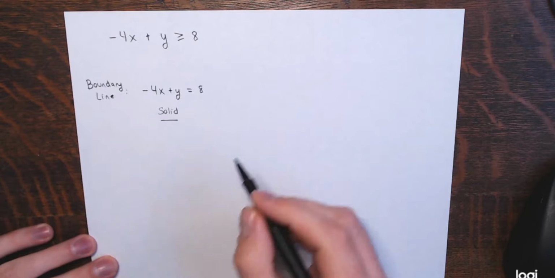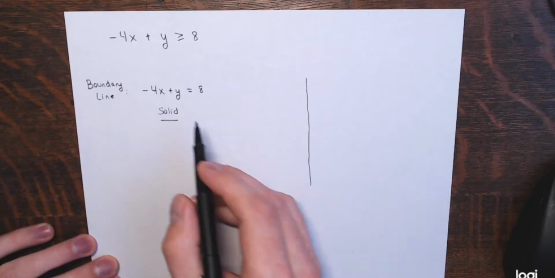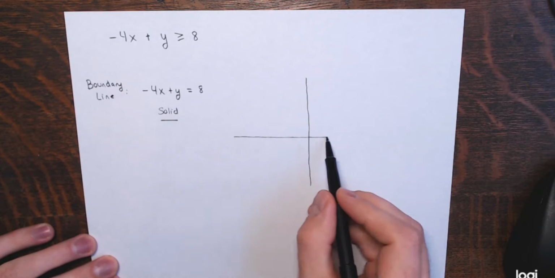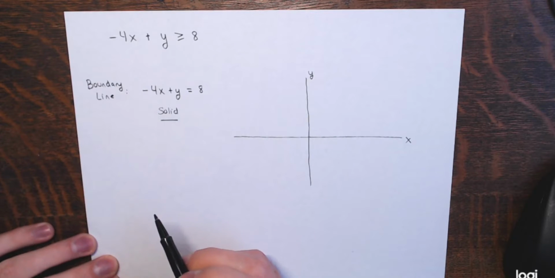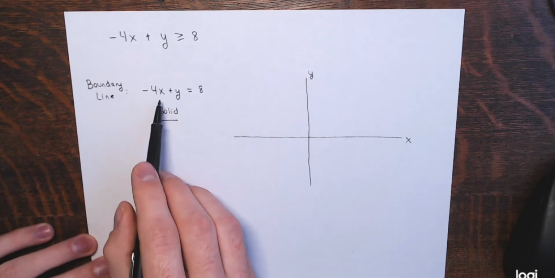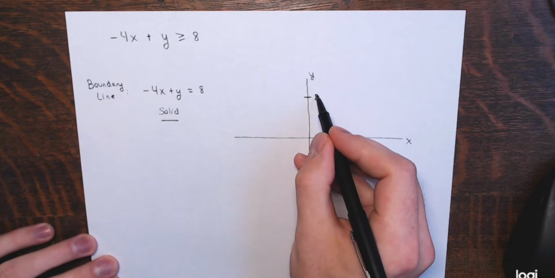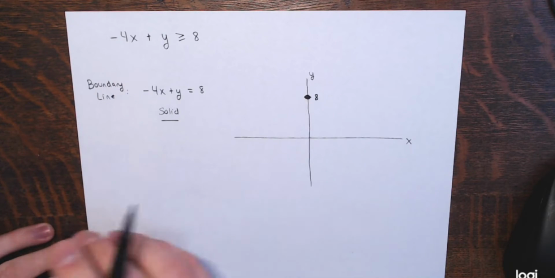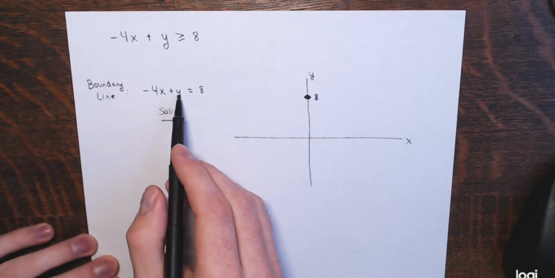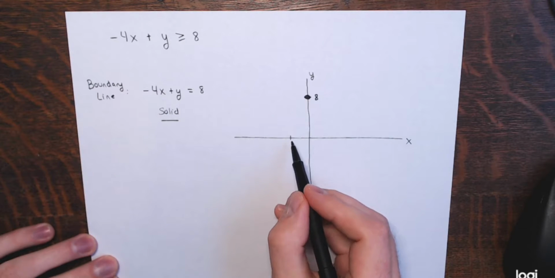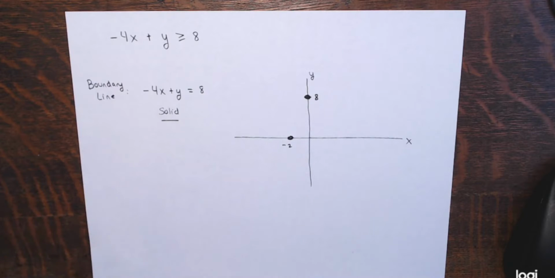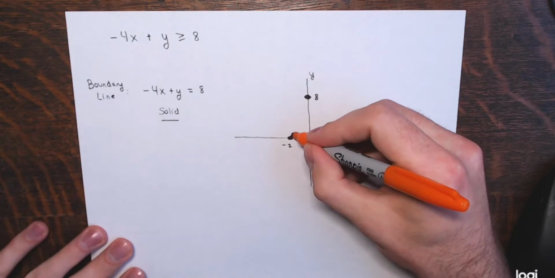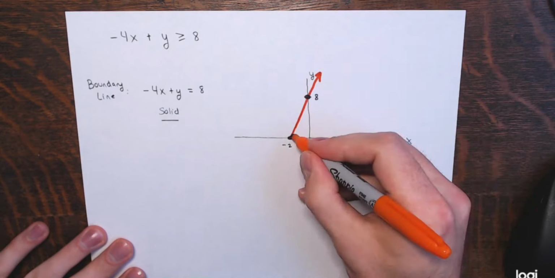Now, you can get this in slope-intercept form if you want, but once again, it's in a form where I can easily state the intercepts. If x were 0, y would be 8. Right, so 0, 8 is on this line. And if y were 0, x would have to be negative 2. So negative 2, 0 is the x-intercept. 0, 8 is the y-intercept. It's a solid line. There's the boundary.